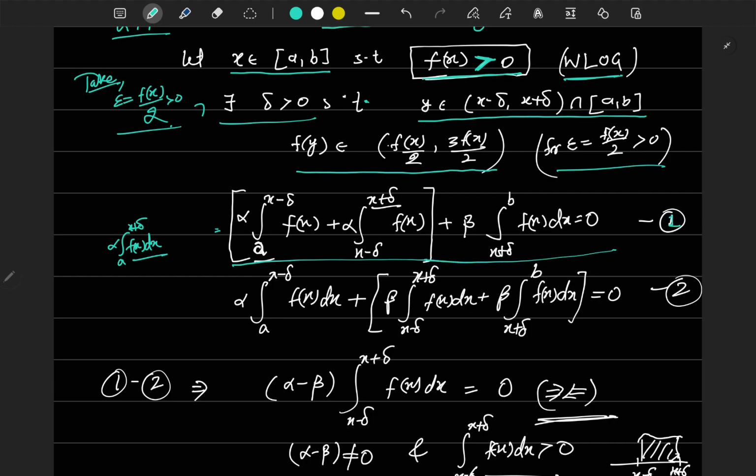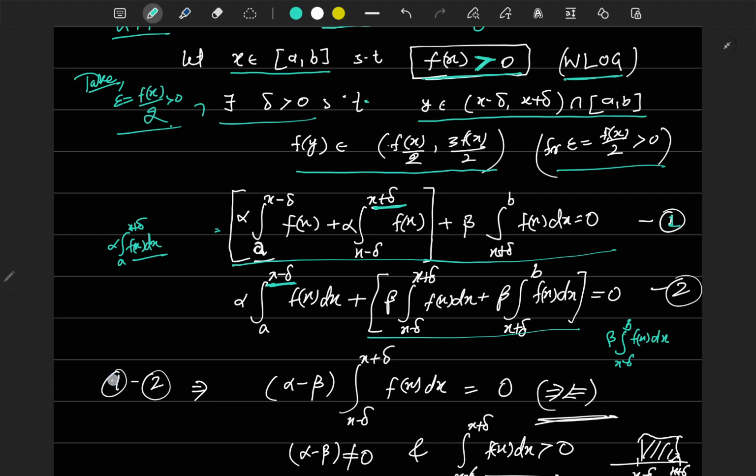Now I am breaking this integral into two parts, with c being x minus delta. In the earlier case it was x plus delta. Now the second part becomes the integral from x minus delta to b of f(x) dx, with beta here. So we have two equations now.